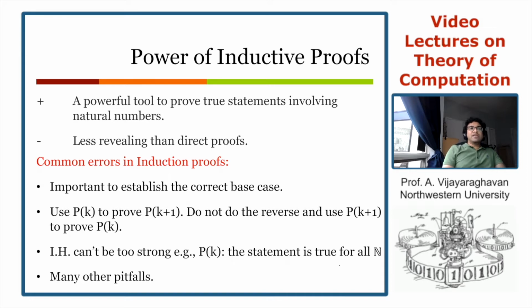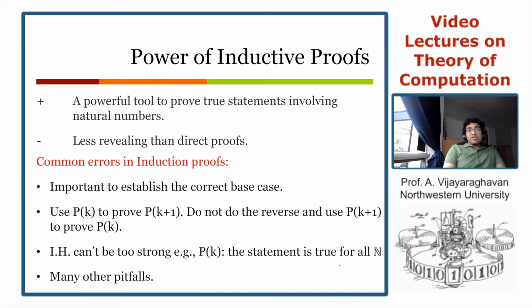And in the second step, you are assuming that P of k is true and then trying to prove P of k plus 1. You should not do the reverse and use P of k plus 1 to prove P of k. While this sounds obvious, when you write down what you need to prove and start simplifying from it, sometimes you may reach incorrect conclusions because what you end up doing is proving the reverse, which is not what you want.